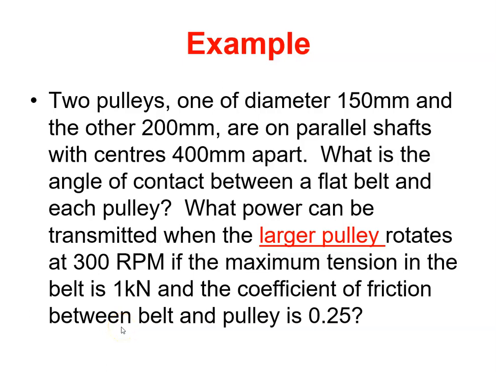So in this example, we have two pulleys, one of diameter 150 millimeters and the other 200 millimeters. They're on parallel shafts with centers 400 millimeters apart. What is the angle of contact between a flat belt and each pulley? What power can be transmitted when the larger pulley rotates at 300 RPM if the maximum tension in the belt is 1 kilonewton and the coefficient of friction between the belt and the pulley is 0.25?